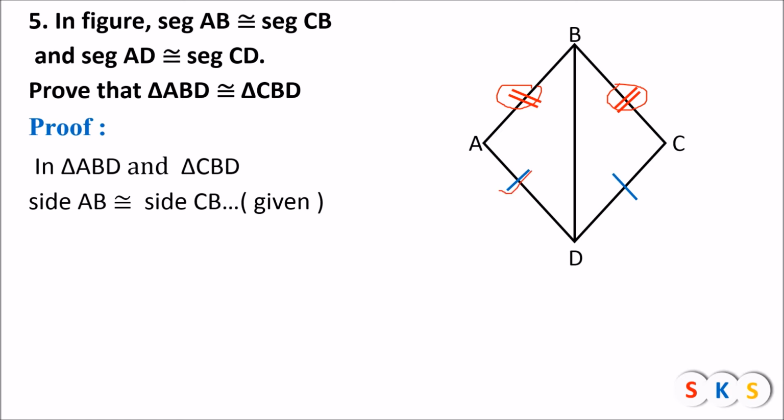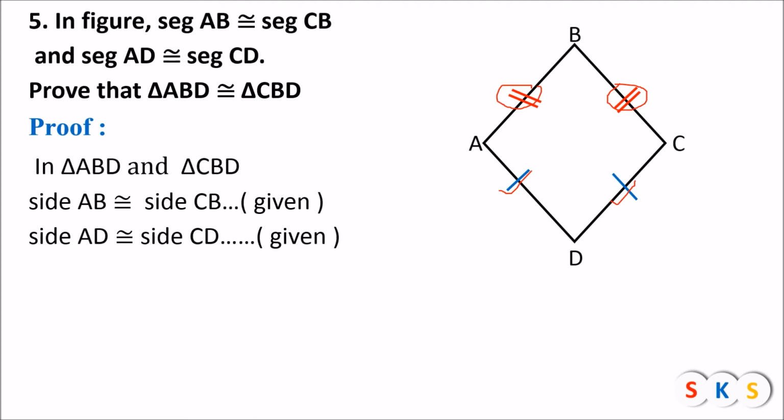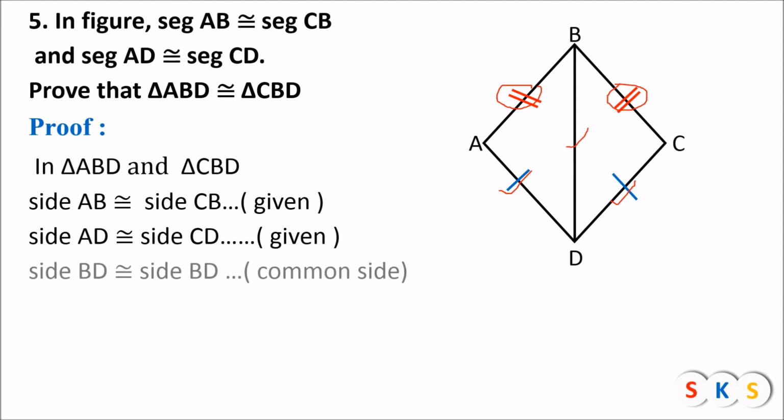Look at this figure. Here, seg BD is a common side. It is a side of both the triangles. I'm talking about this segment, seg BD. Therefore, side BD is congruent to side BD because it is a common side. Therefore, triangle ABD is congruent to triangle CBD by the SSS test.